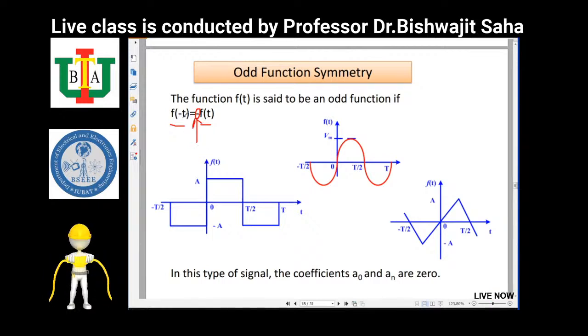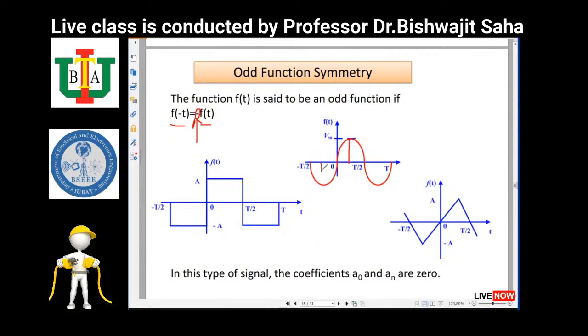In an even function, it was equal directly, but in the case of an odd function, a minus sign comes in front of f of t. That means the positive and negative values have the same amplitude, but the only difference is the minus sign. See, this is another example.